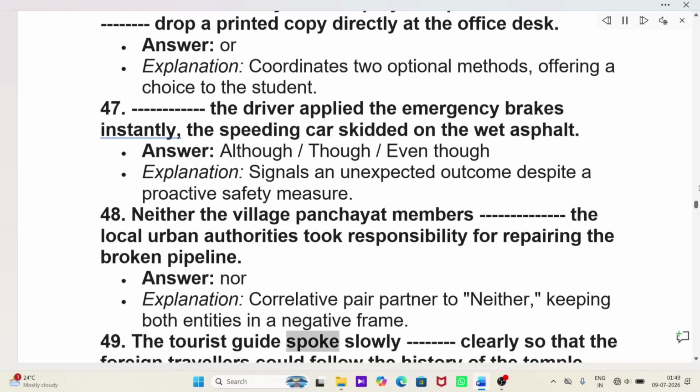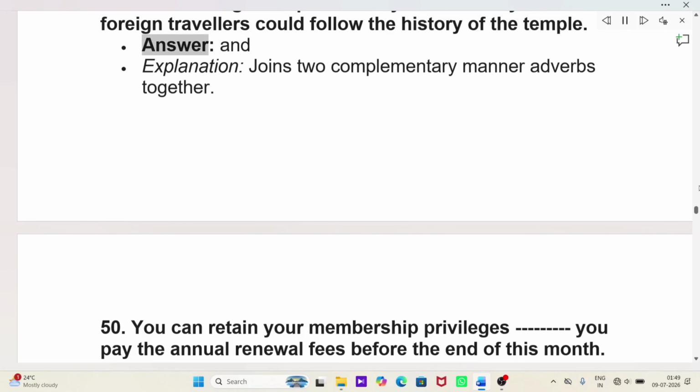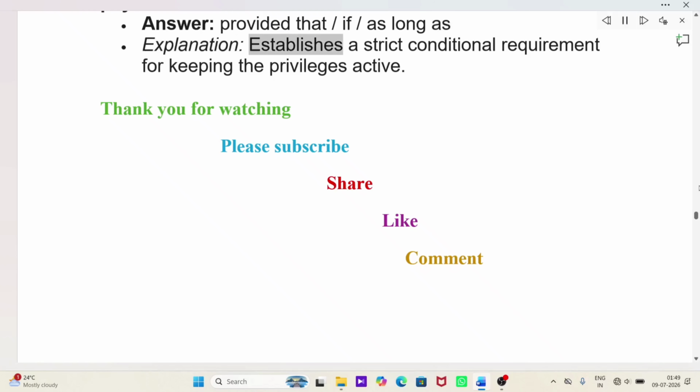49. The tourist guide spoke slowly ____ clearly, so that the foreign travelers could follow the history of the temple. Answer: and. Explanation: joins two complementary manner adverbs together. 50. You can retain your membership privileges ____ you pay the annual renewal fees before the end of this month. Answer: provided that / if / as long as. Explanation: establishes a strict conditional requirement for keeping the privileges active.